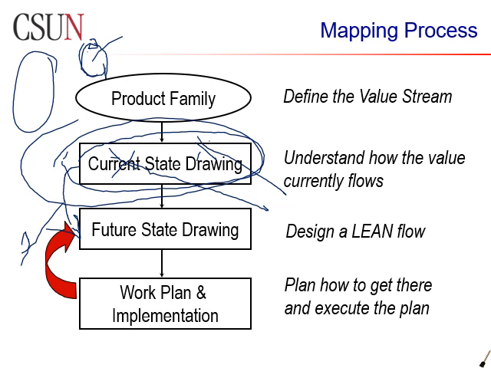And we keep repeating. So we have a current status. We improve that current status. We reach a new future status. Then we measure the performance of the future status. And in time this future status becomes the current status. And we repeat again and again and again.